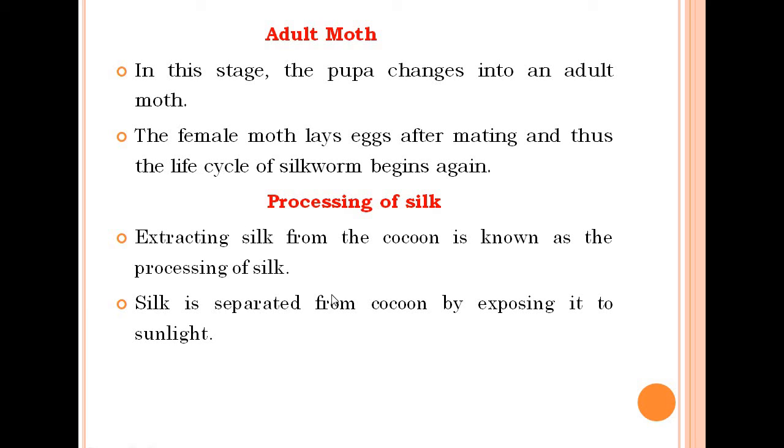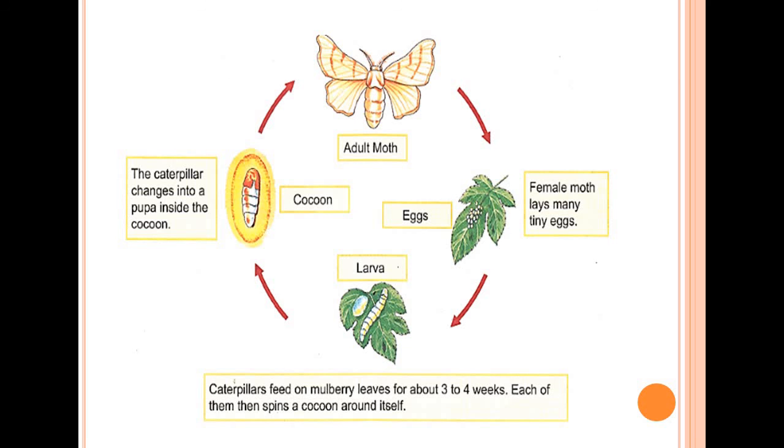Now we'll deal with the processing of silk. Extracting silk from the cocoon is known as the processing of silk. From the cocoon, the silk is extracted and separated by exposing it to sunlight. There are several methods, but this is one of the most common, where the cocoon is kept in the sunlight so that the silk gets separated from the cocoon.